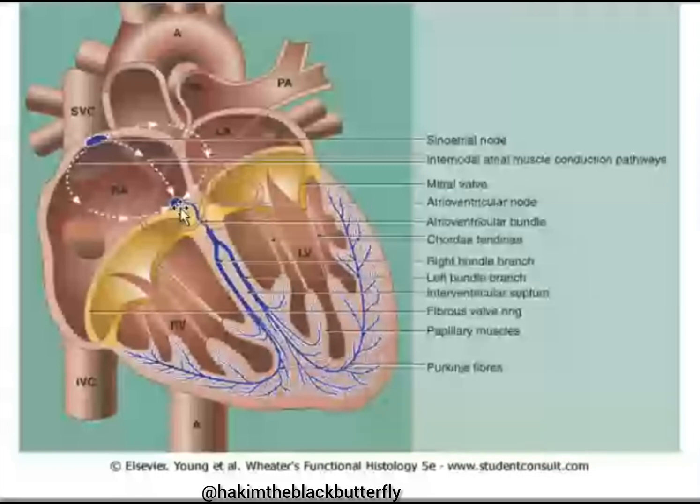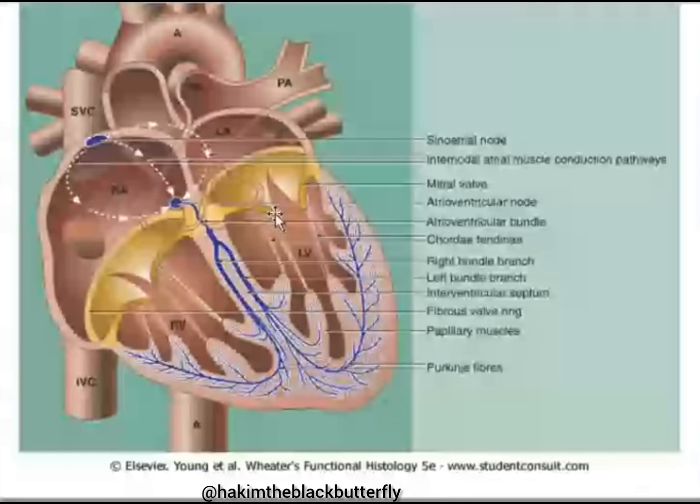Then the atrioventricular bundle divides into a right branch, which is going to take impulses to the right ventricle, and a left branch, which is going to take impulses to the left ventricle. Then these branches divide into finer branches, so that the impulses will reach all cardiac muscle. And these finer branches are the ones we call the Purkinje fibers.